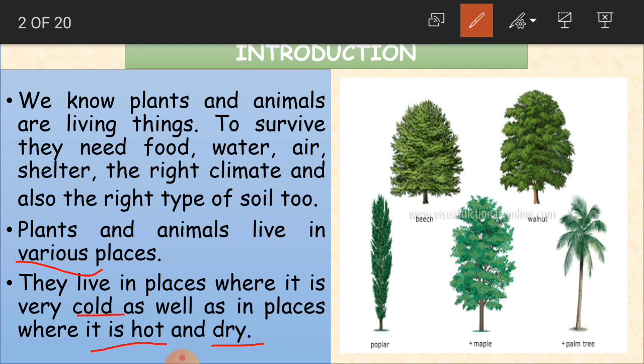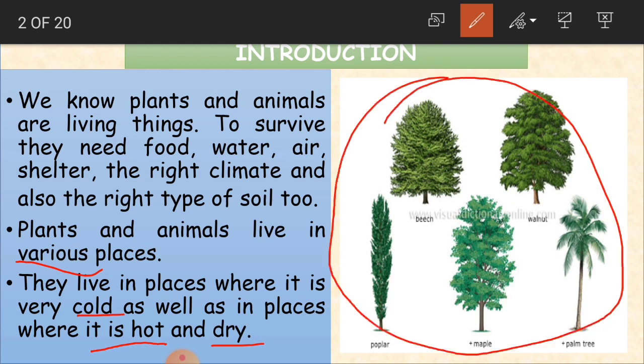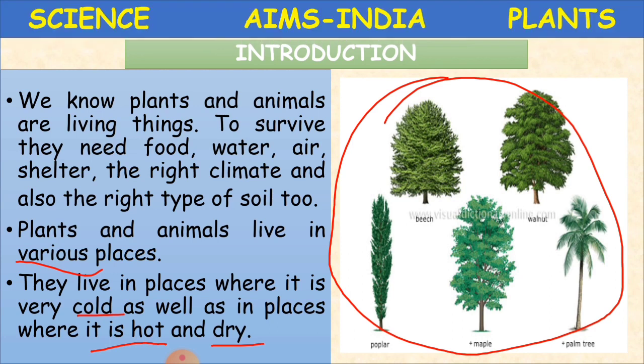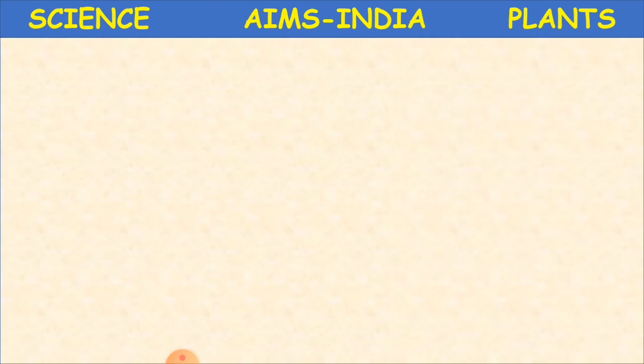Even if you see in the diagram here, children, you have got different types of plants here, no? These plants grow in different types of areas, so we learn how it is. Okay, clear, children?